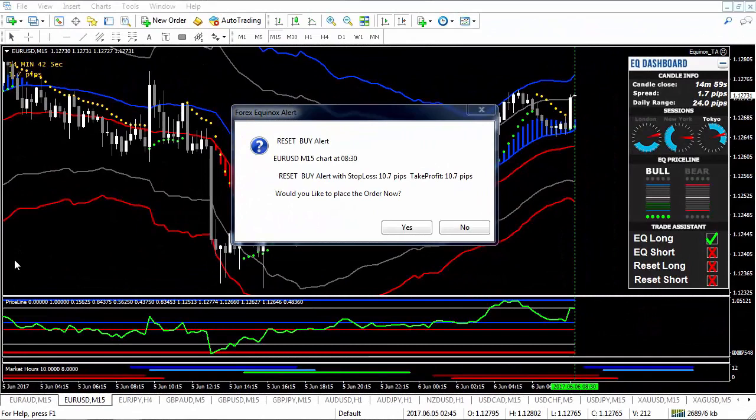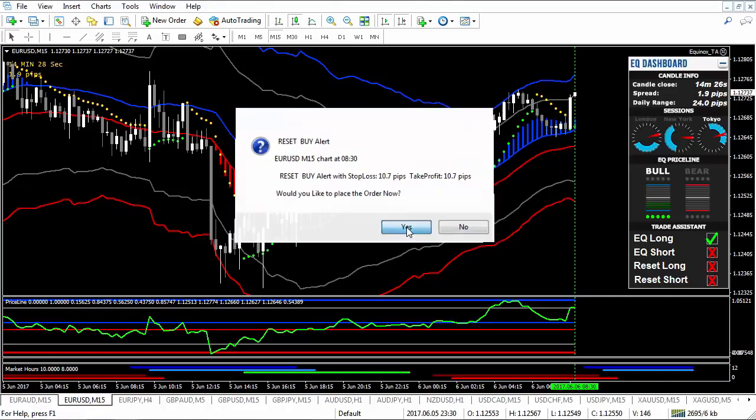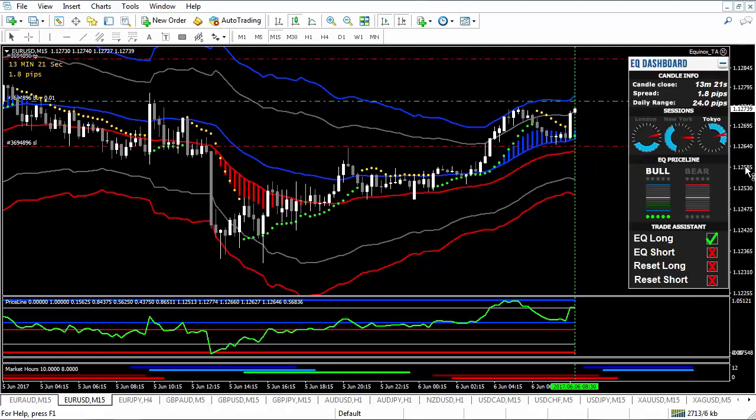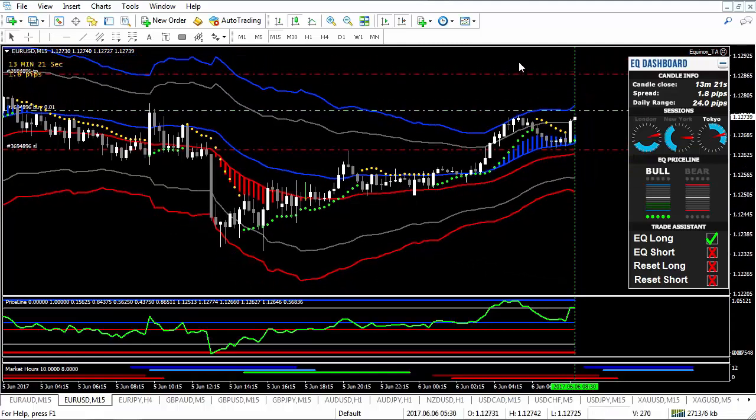This is an example of a reset buy alert. The pop-up window has alerted me to a potential trade. Now, if I decide that this is a trade I want to take, I can choose yes, or I can choose no if I don't want to take this one. So I'm going to choose yes right now. And it entered the trade, also placed my stop loss, and at the same time placed my take profit.